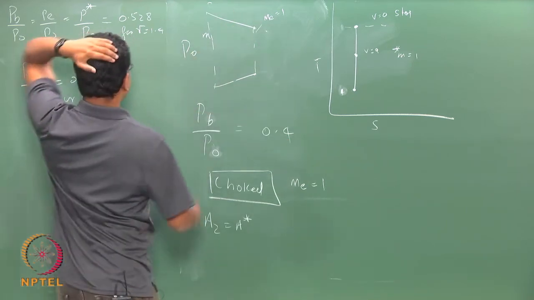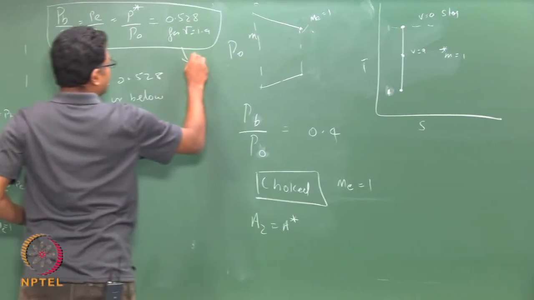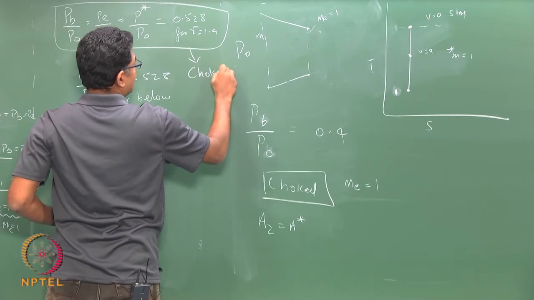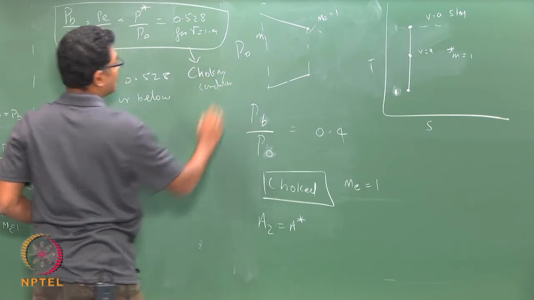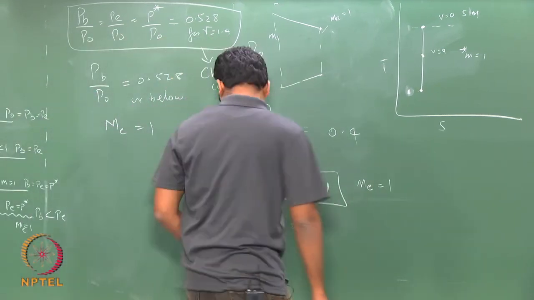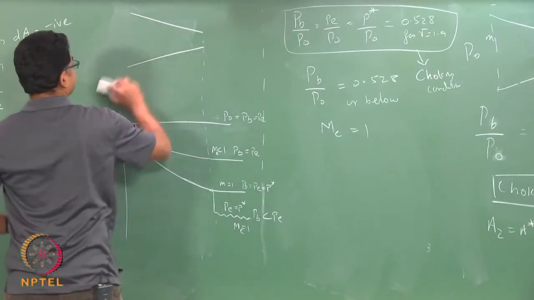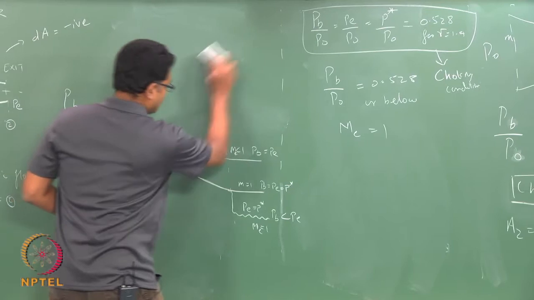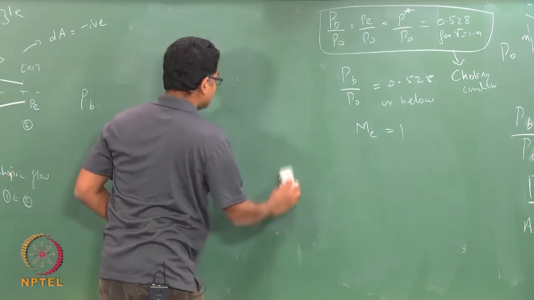So, this pressure ratio here is my choking condition for the converging nozzle. If it is below that, it is always going to be choked. So, in the choked condition, what would be the mass flow rate? Let's evaluate the mass flow rate at the exit.